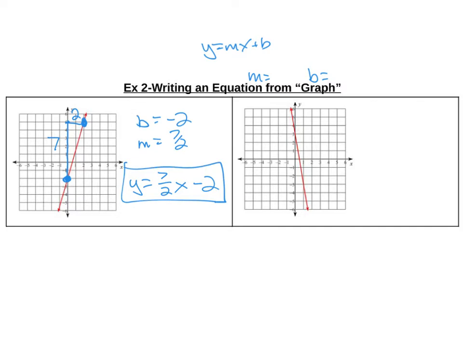Over here, same thing. Oh, looks like our y-intercept is a 3. Go down to this point here. That looks like 1, 2, 3, 4, 5, 6 over 1. So it looks like our slope is 6. Plug those two in, and our equation is y equals 6x plus 3.